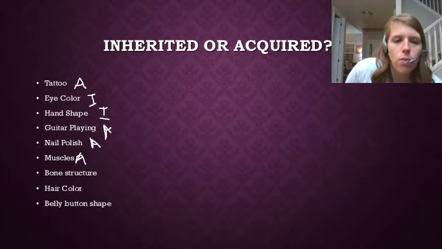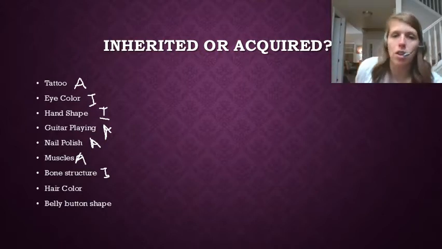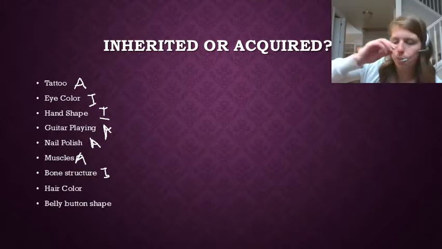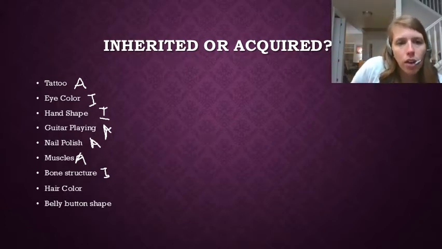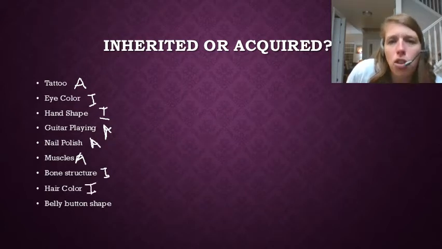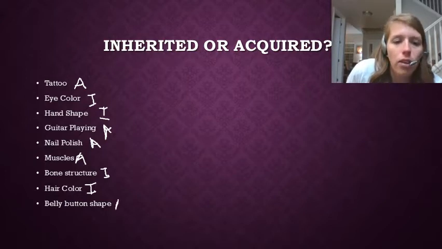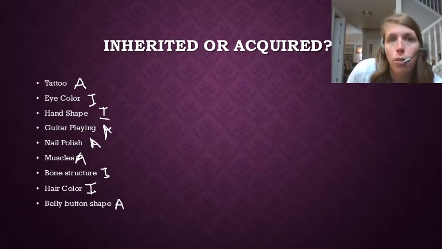Bone structure, definitely inherited. Though, I guess if you're a gymnast, sometimes their bones change, and that's an acquired trait from all of the impact they get through their gymnastics. Hair color, we'll go with natural hair color is definitely inherited. And how about your belly button shape? It's a weird question. Mostly that's acquired, simply by the way that the umbilical cord was cut when you were born. All right, cool. So that is a quick review on inherited or acquired.